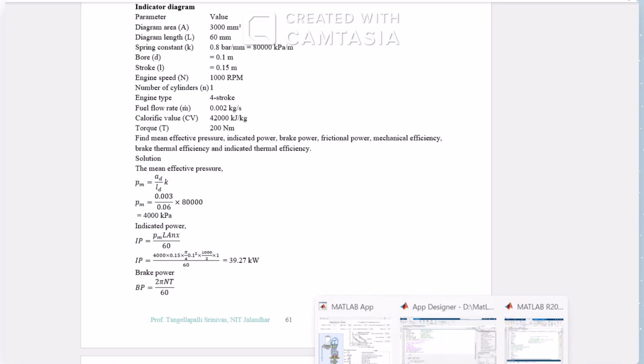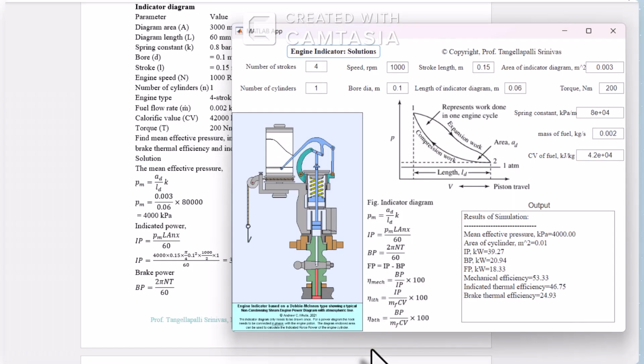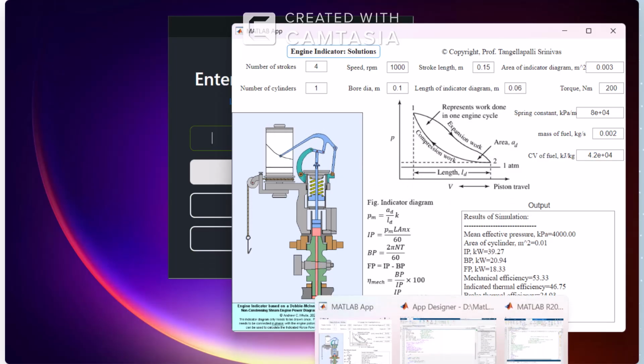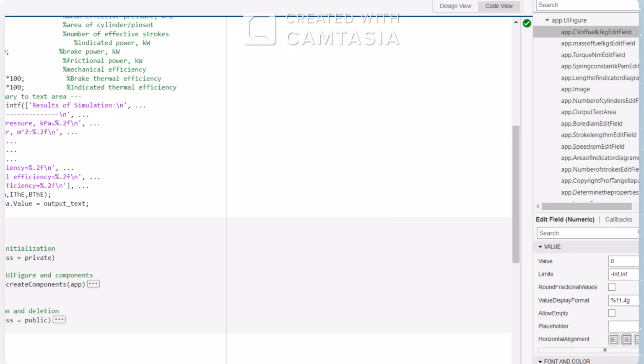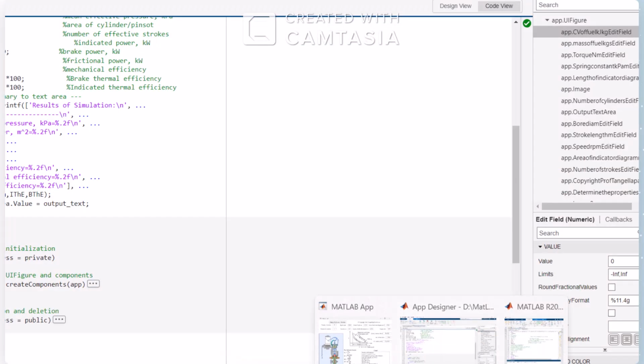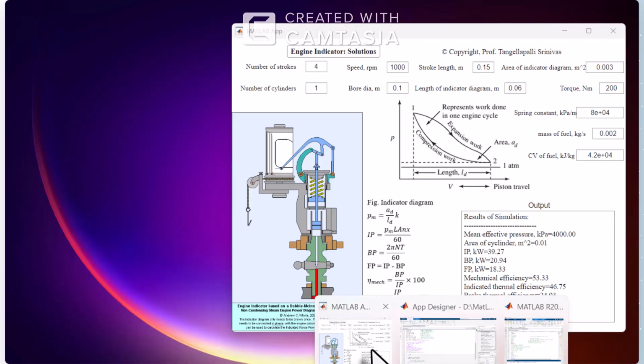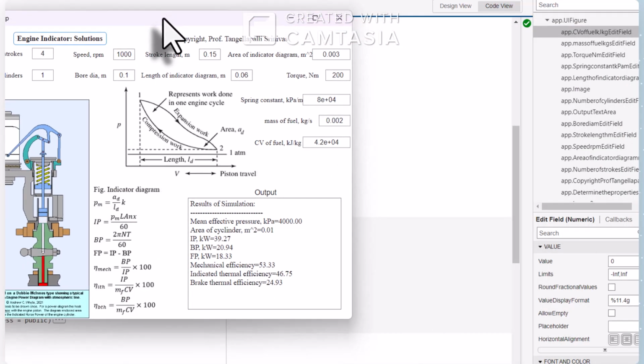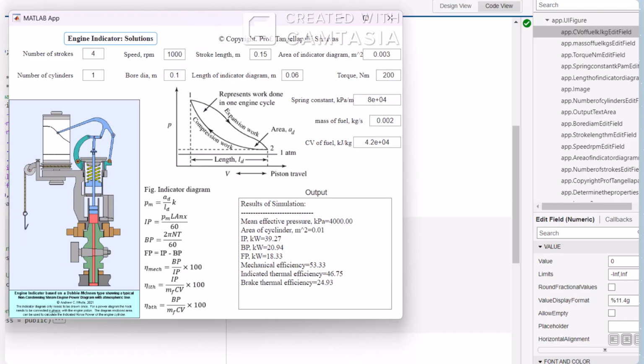and indicated thermal efficiency. To solve this problem digitally, that means using apps like digital tools, that's computational tools. Let us first add the input to this problem. If you see the input to the problem, it is a 4-stroke engine, a single cylinder engine, number of cylinders is 1.